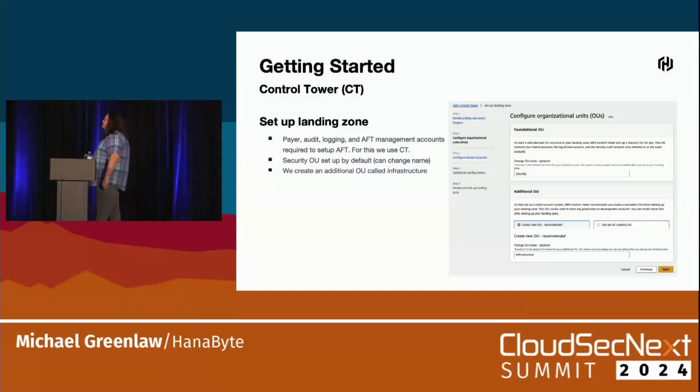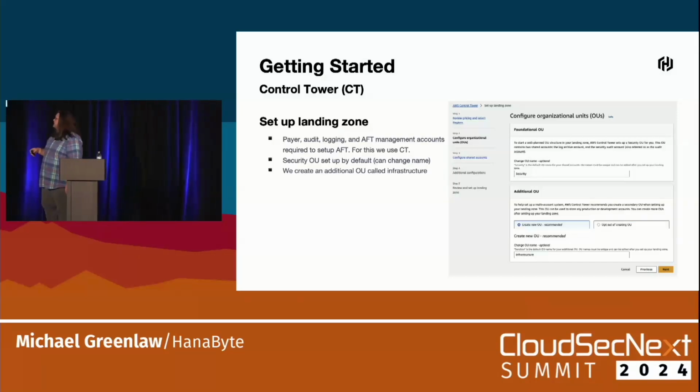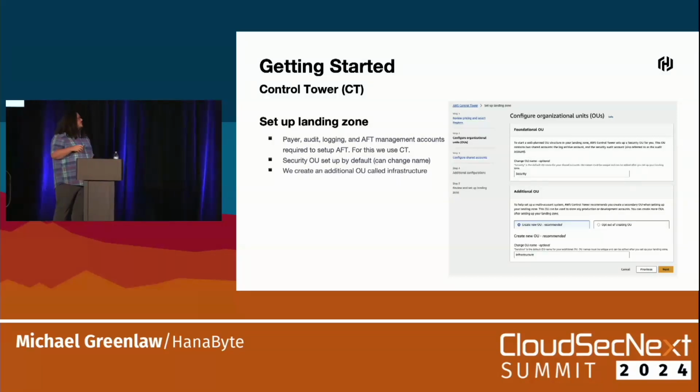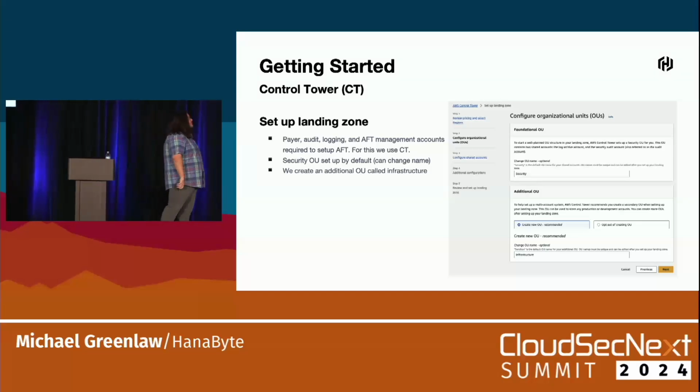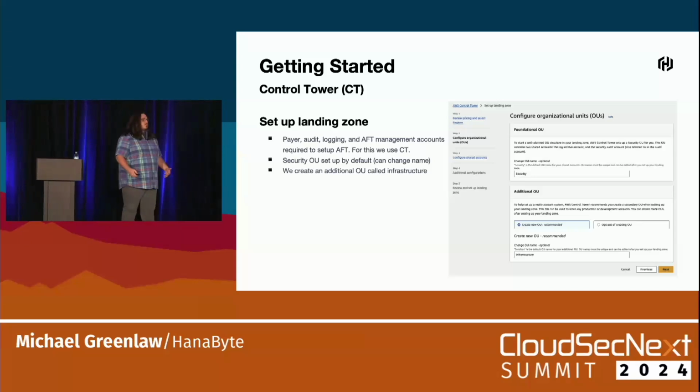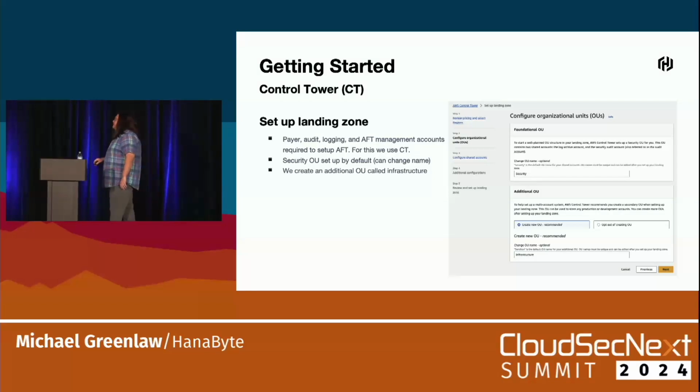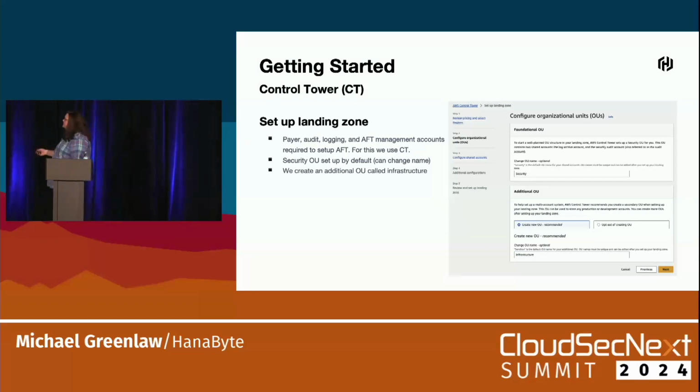So the first thing to do is to set up your landing zone, right? Going back to the AWS security reference architecture, as you can see, we have the payer, audit, logging, and AFT management accounts. You will not see the AFT management account in the SRA documentation. This is something that we have kind of had to add in on our own, and it's obviously suggested, and you need the account, but we're putting it in the SRA just as a kind of a customization that we did. And so what we're going to do is you have to create your security OU.